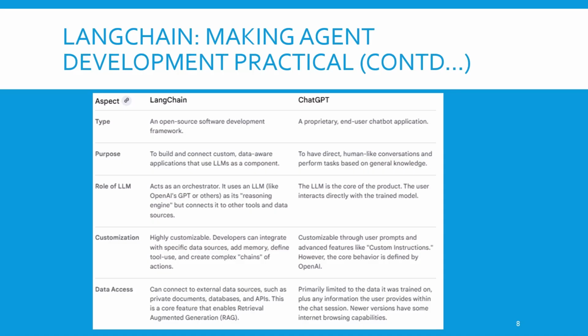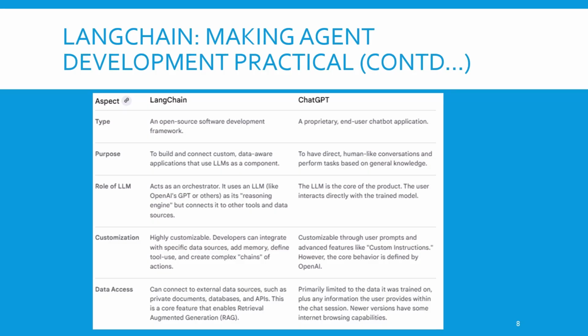So, LangChain uses an LLM at the backend. For example, it can use ChatGPT as the backend as its reasoning engine. However, ChatGPT is itself the LLM. It is the core product.